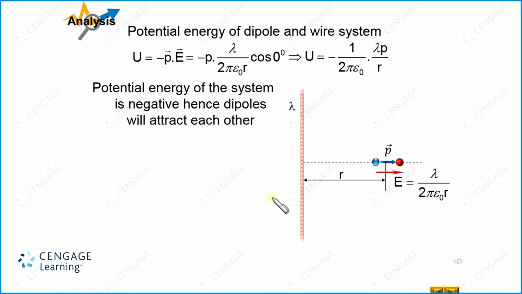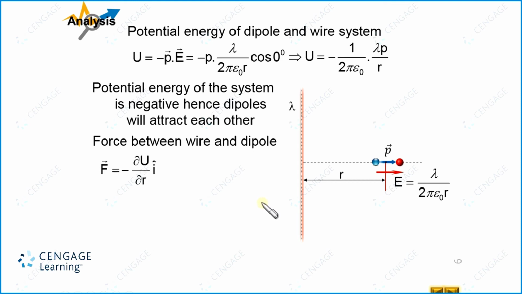As we discussed in the theory part, the force acting on the dipole should be the partial derivative of U with respect to r, with negative sign. So here we can write force between the wire and dipole equal to minus del U by del r, and direction, we can consider this rightward direction as the x direction. So the force will be associated with the i cap unit vector. Now we can take the partial derivative. That means we need to differentiate this function with respect to small r.